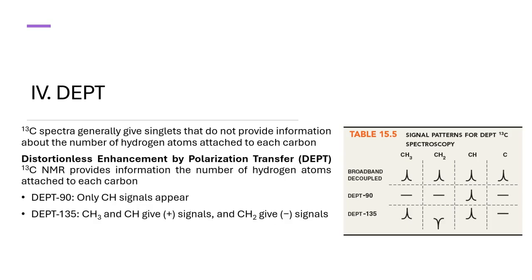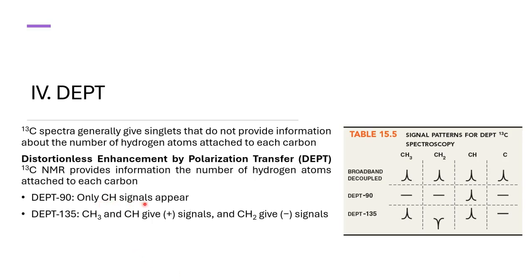4. DEPT. Carbon-13 spectra generally give singlets that do not provide information about the number of hydrogen atoms attached to each carbon. With distortionless enhancement by polarization transfer, or DEPT, carbon-13 NMR provides information about the number of hydrogen atoms attached to each carbon. There are 2 different forms of DEPT, either the 90 or the 135.